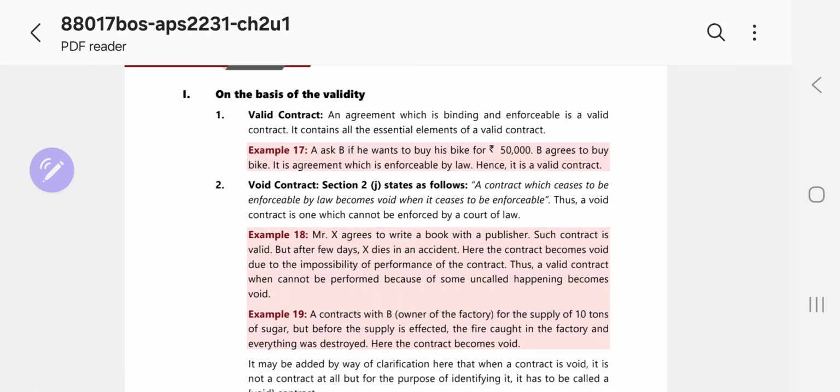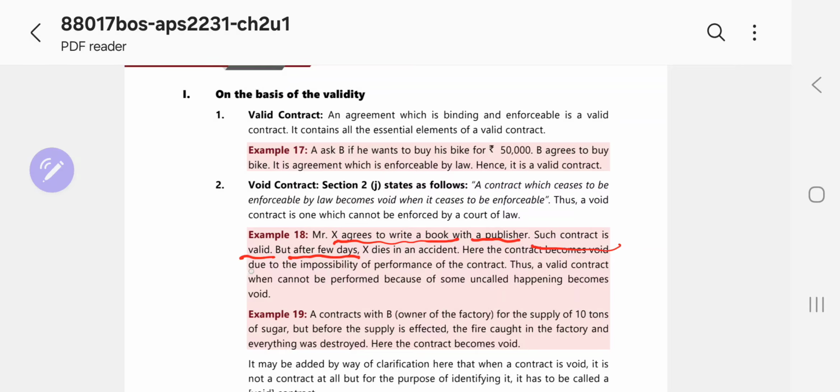Okay, so simple, right? Now next coming to void contract. Section 2 subsection (j) states as follows: a contract which ceases to be enforceable by law becomes void when it ceases to be enforceable. Thus, a void contract is one which cannot be enforced by a court of law. For example, Mr. X agrees to write a book with the publisher. Such a contract is valid, but after a few days X dies in an accident.